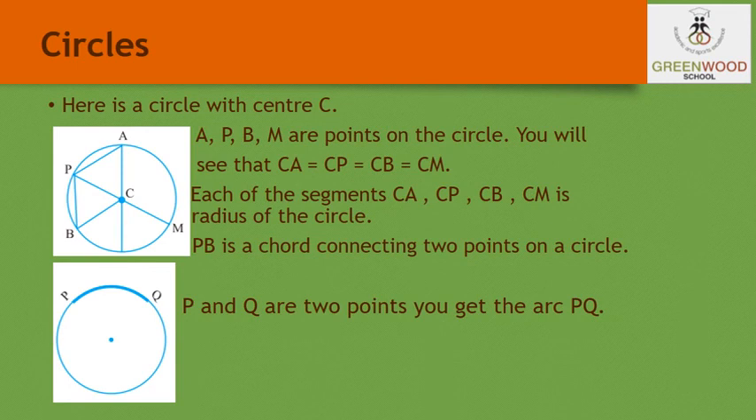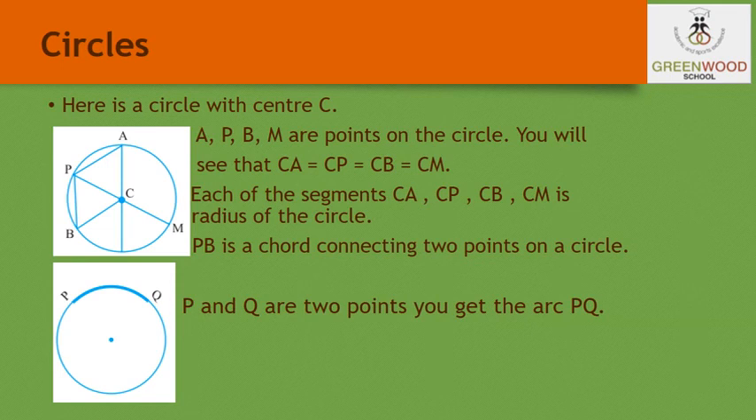Let us learn about circles. Here we have taken a diagram of a circle with center C. We have points A, P, B and M on the circle. Here you can see CA, CP, CB and CM are equal to each other. By this we can say they are equidistant from point C. So we can say that each of the segments CA, CP, CB, CM is a radius of the circle because all the radii of a circle are always equal. And PB is a chord connecting two points on the circle.